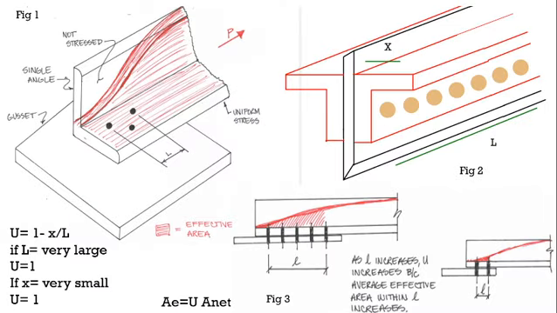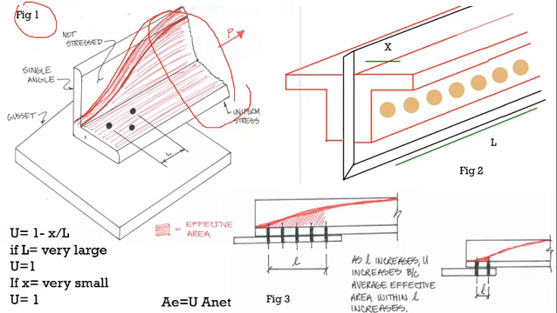Okay, U is actually a shear lag factor, and it is used to account for uneven or non-uniform stress distribution in a connection. For example, you can see this in figure 1. Half of the angle is connected to a gusset plate, and half of the angle is unconnected. It means the stress distribution is not uniform. You can see the stress profile here. It means this area, which is unconnected, would be more stressed compared to the connected one.